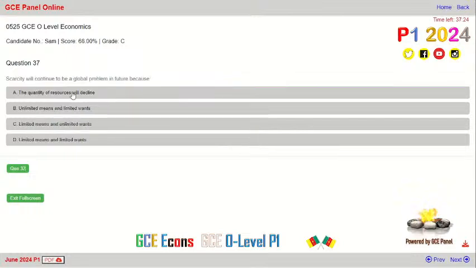Question 37. Scarcity will continue to be a global problem in future because scarcity arises because of unlimited wants, and the means are always limited. So it arises as an issue of limited means and unlimited wants.